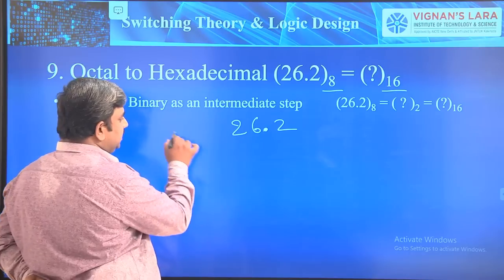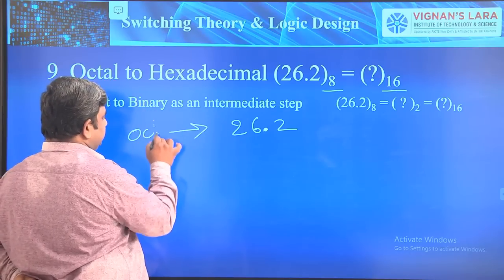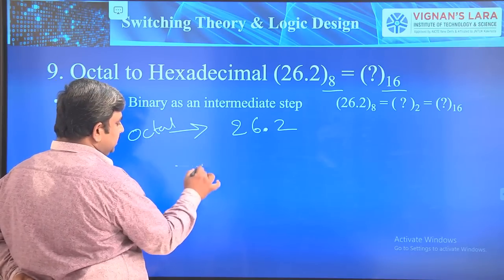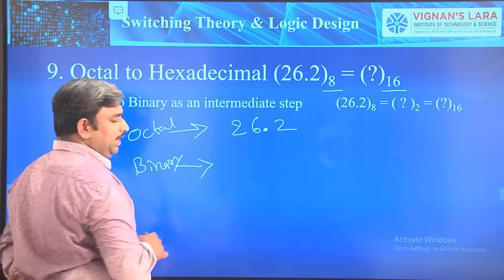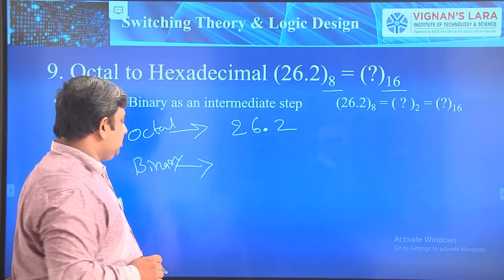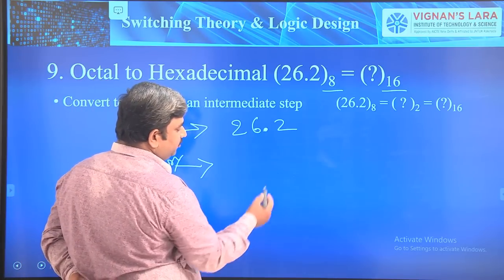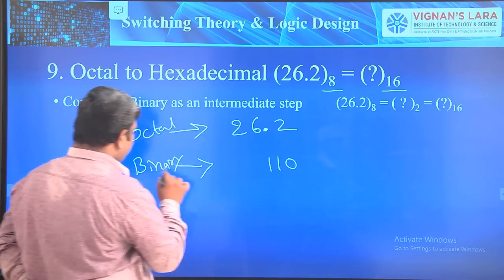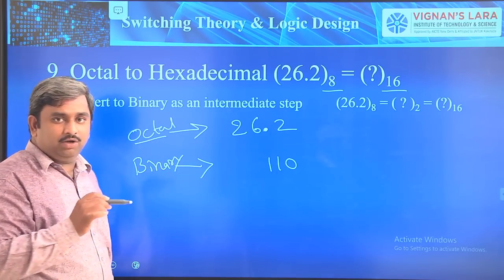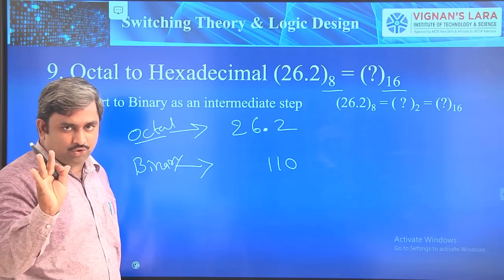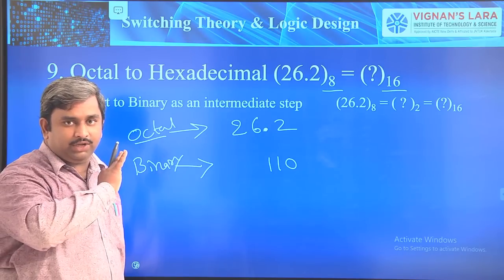So this is in octal number system. For this we need the equivalent binary number. What is the value of 26.2? See here, octal numbers you can represent in binary by using 3 digits only. You don't have any right to take 4 digits.